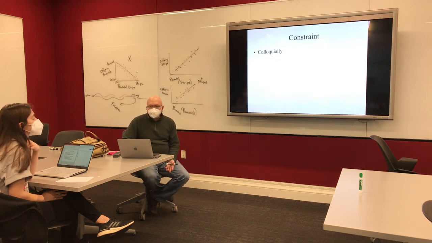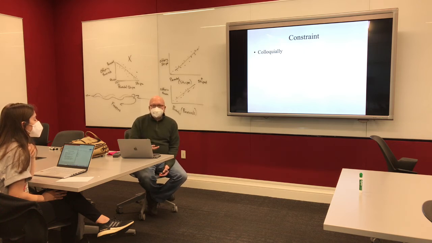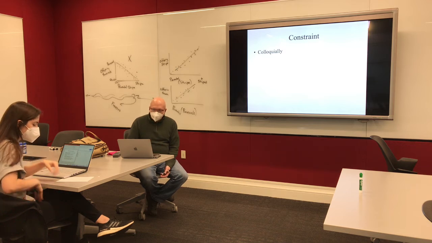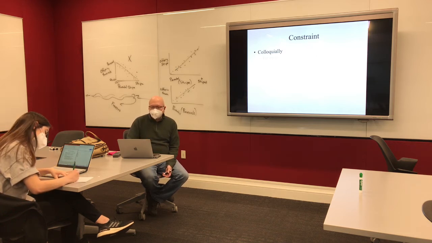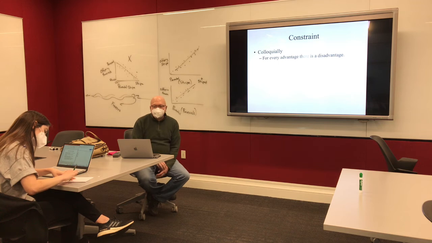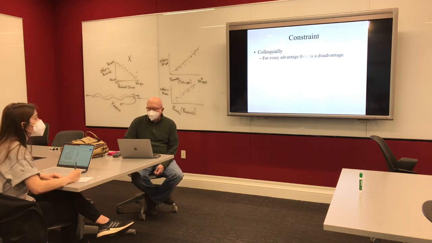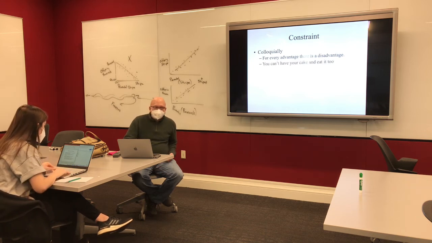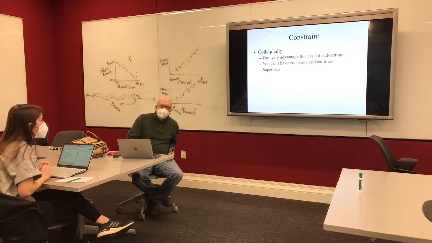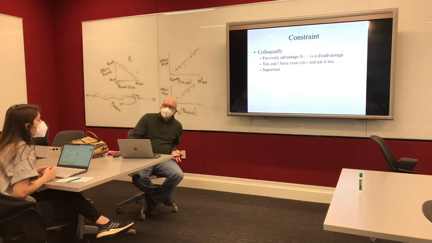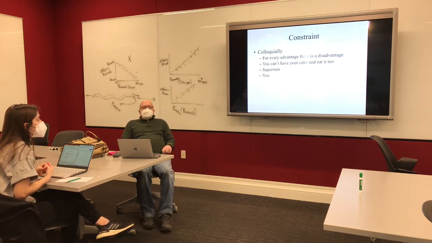This leads to constraints. So this is one of the constraints. You can't be striped and also reverse yourself a lot. That's a bad combination. So colloquially, we think of constraints as, for every advantage, there is a disadvantage. You can't have your cake and eat it too. Superman has X-ray vision. He can fly. He's super strong, but can't stand kryptonite. What are some constraints that you guys deal with?